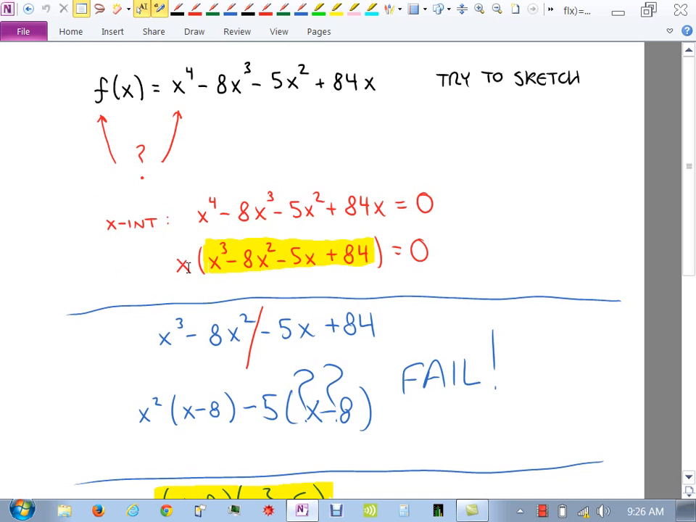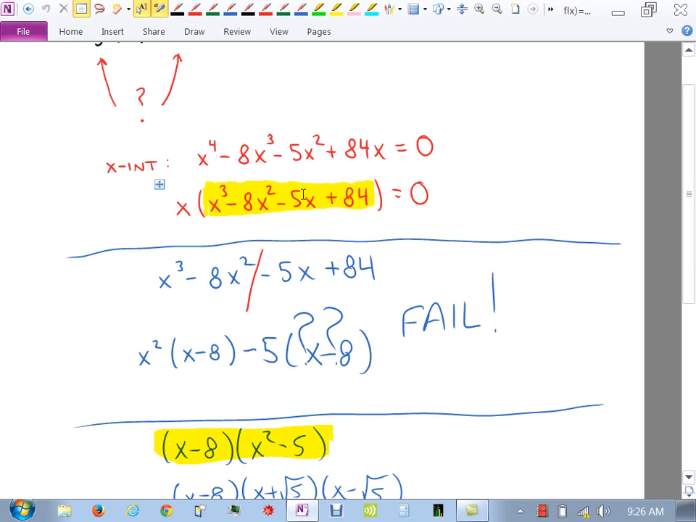We factor out a GCF of x. Then we look at what's here in yellow. We try and factor it. We try grouping, so we slash it in half, factor the first 2 terms, pull out an x squared. We realize over here we can't do anything to get an x minus 8 in here. Nothing works. So this fails.